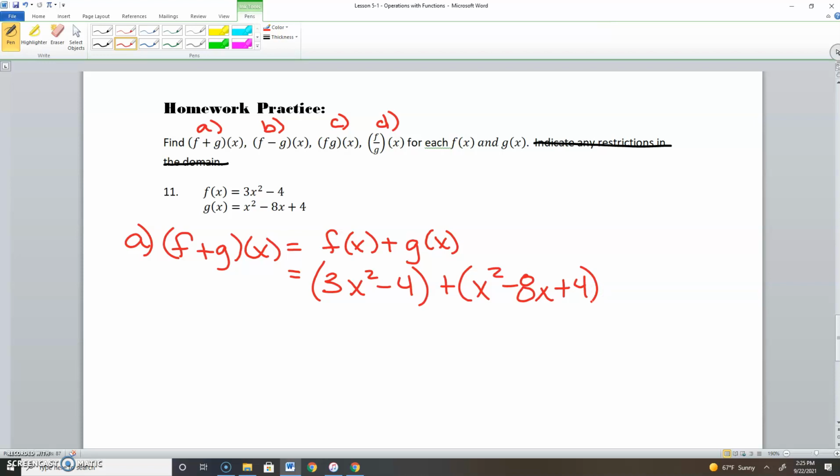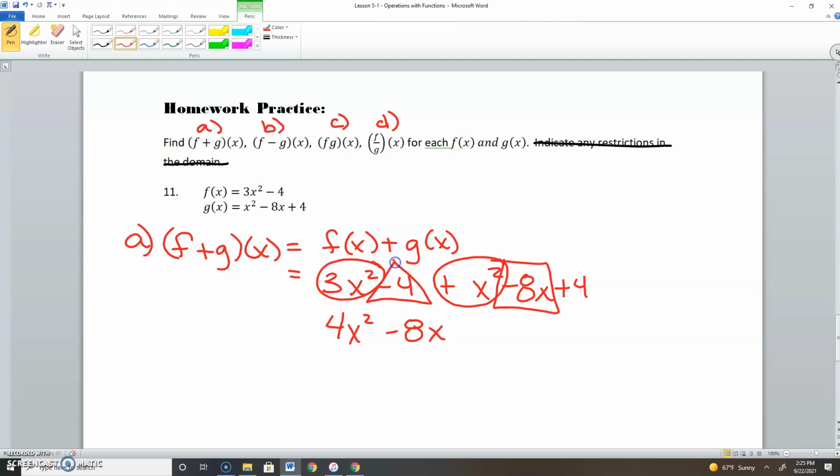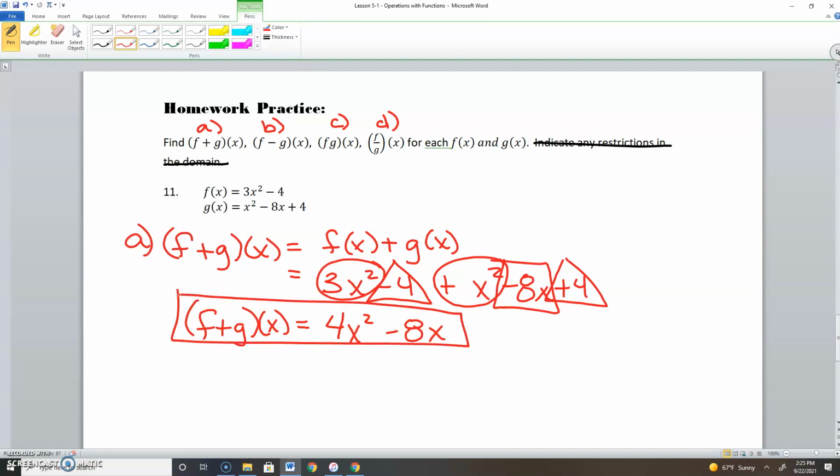Okay, now, as we've talked about, if you're adding these things together, these parentheses actually mean nothing. So all I'm going to do is just combine my like terms. I've got a 3x squared and a positive x squared, so that would be a 4x squared. I've got just a negative 8x, nothing combines with that. I've got a negative 4 and a positive 4 that would combine together, and those actually just end up canceling each other out. So we find that f plus g of x is 4x squared minus 8x.